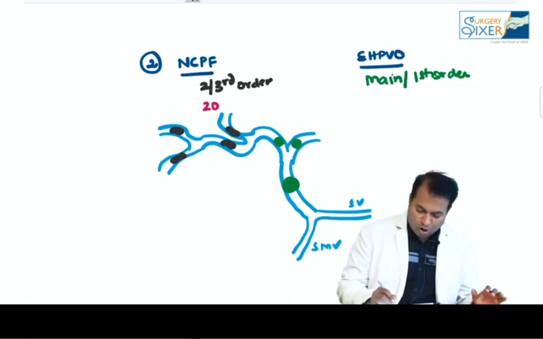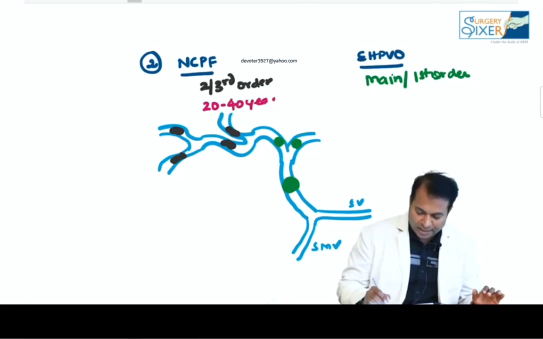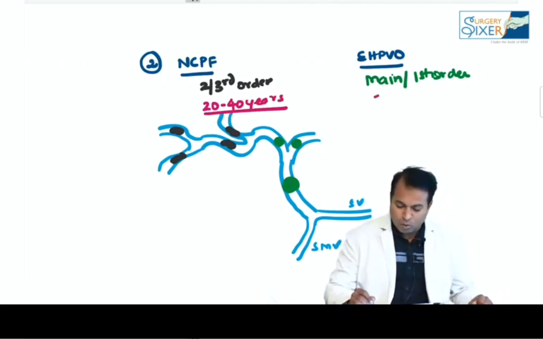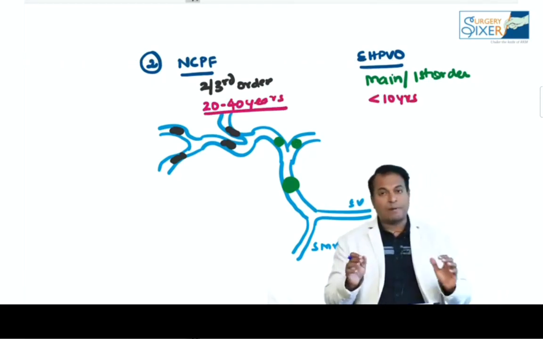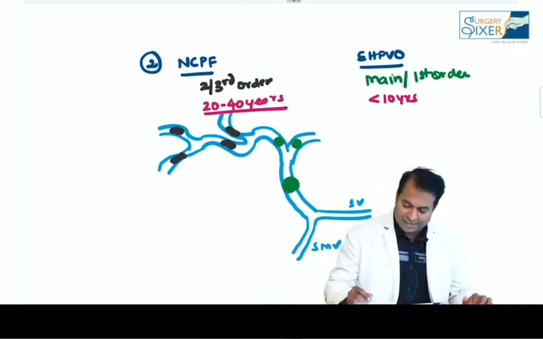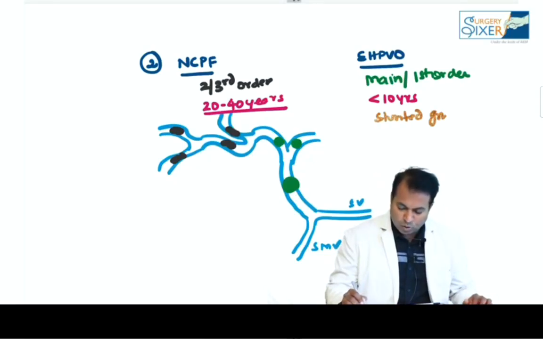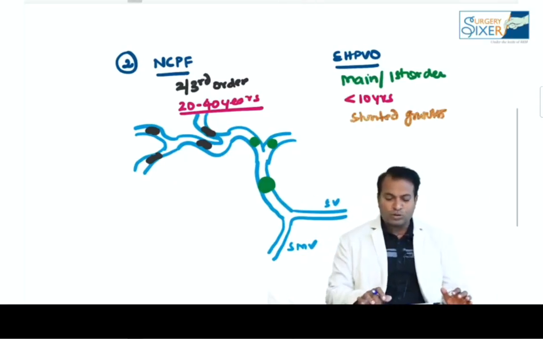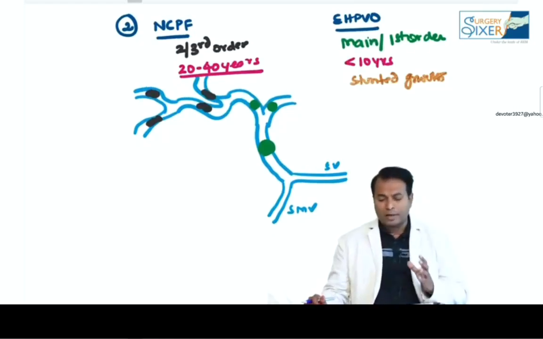NCPF is common between the age group of 20 to 40 years. The main age group is around 30 years. EHPVO is common in less than 10 years. Since EHPVO is common in less than 10 years, they have stunted growth. The growth retardation is seen in these children. So these two are two important causes of portal hypertension.